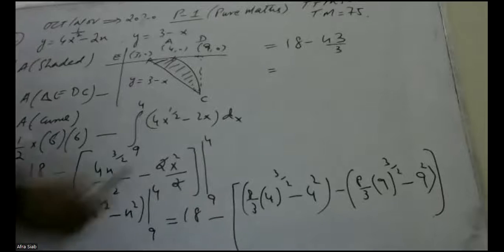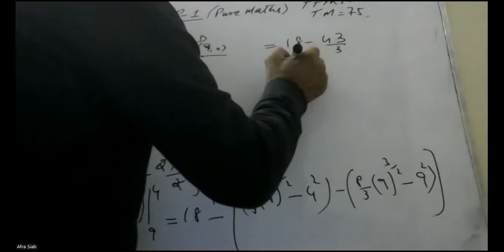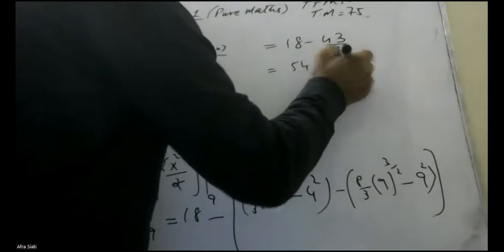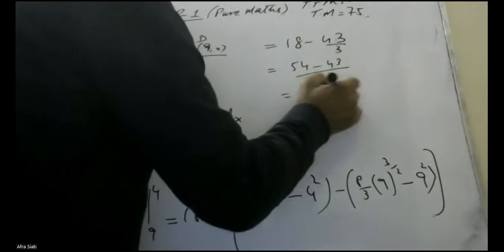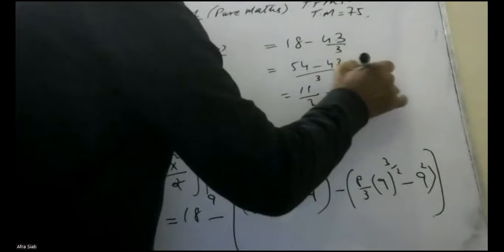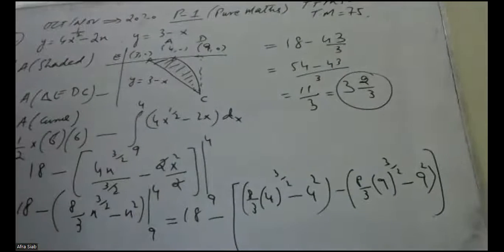So this calculation gives 43 over 3, that is equal to 54 minus 43 over 3, that is 11 over 3, or that is equal to 3 and 2/3 square units, the area of this shaded region. So that is the end of this paper 1 for the year 2020.